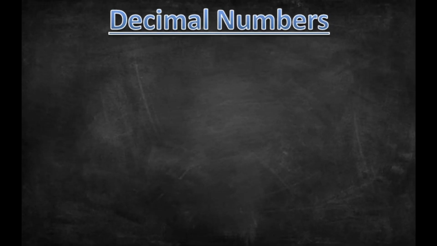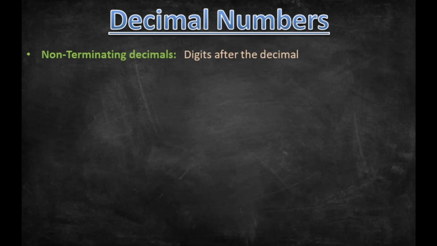Let's look at the types of decimal numbers that we get. Firstly, we get non-terminating decimals. Here the digits after the decimal point or the comma continue forever. For example, the square root of 2 is 1,414213562, etc. So the digits after the comma or the decimal point go on forever.